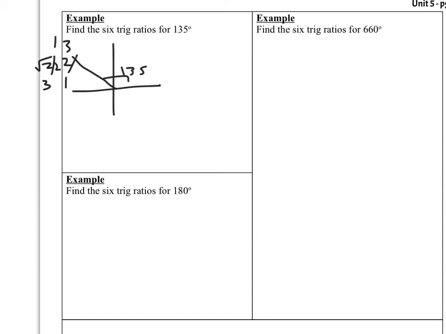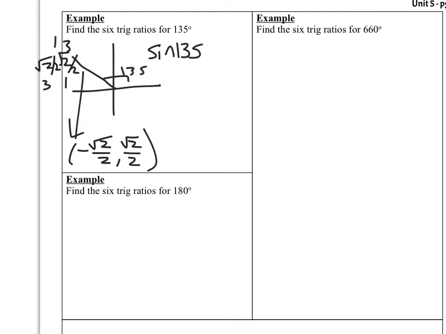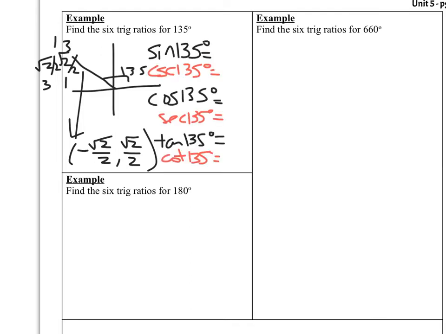So if we're dealing with 135, we should be at this coordinate. Negative square root of 2 over 2, positive square root of 2 over 2. And from that, we find sine, cosine, tangent, and their reciprocals. So I'm going to write down those 6 trig ratios. Remember, our coordinates on the unit circle are cosine, comma, sine. So I know my cosine is negative square root 2 over 2. Secant, I get by flipping that. So negative 2 over square root 2. Sine is your y value, so square root of 2 over 2. Flip it for cosecant. Tangent is sine over cosine.